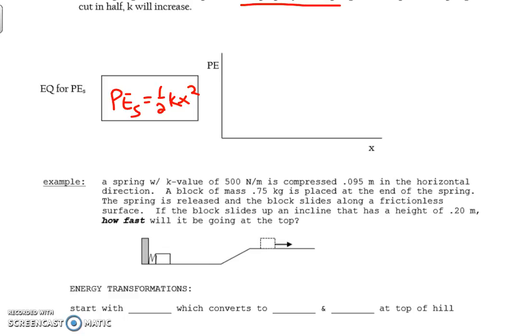So we want to be aware that if we were to plot PE versus x, we would get a parabolic relationship. And of course, from the lab, if we were to plot PE versus x squared, we would get a straight line. Okay? Now, we didn't talk about this in the lab, but let's add an additional one.